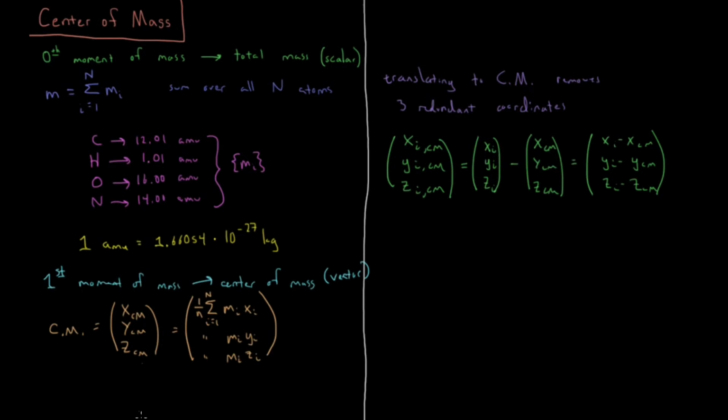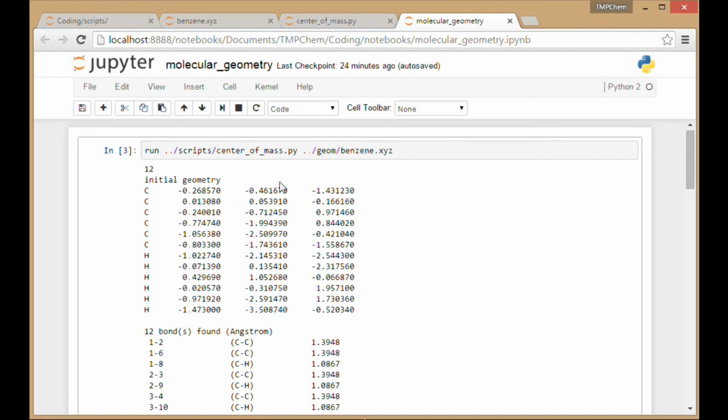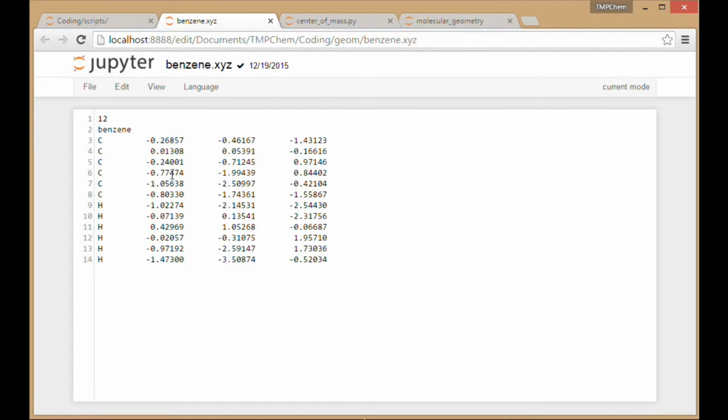So let's do a demo here. So if I can bring up in Avogadro, I've got a benzene molecule here. So 12 atoms, 6 carbons, 6 hydrogens. Center of mass in this case, if it is very symmetric, the point group of this molecule, if it is perfectly symmetric at its minimum energy geometry, would be D6H. In that case, the center of mass would be at this ring centroid point right there. But currently, that is not the origin.